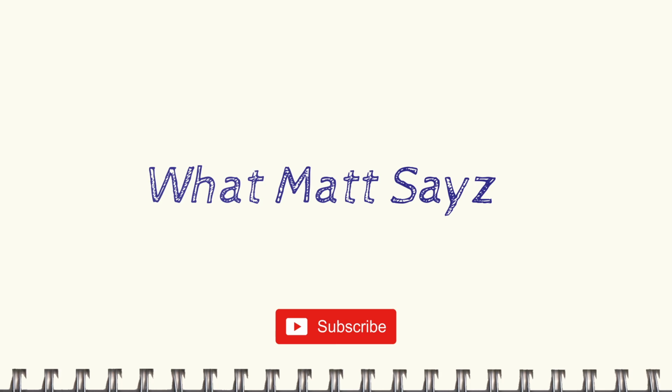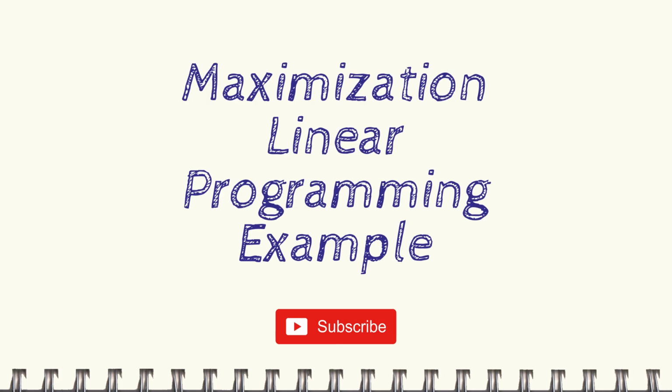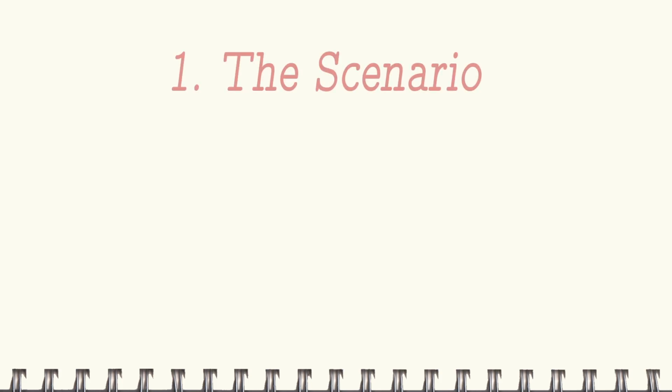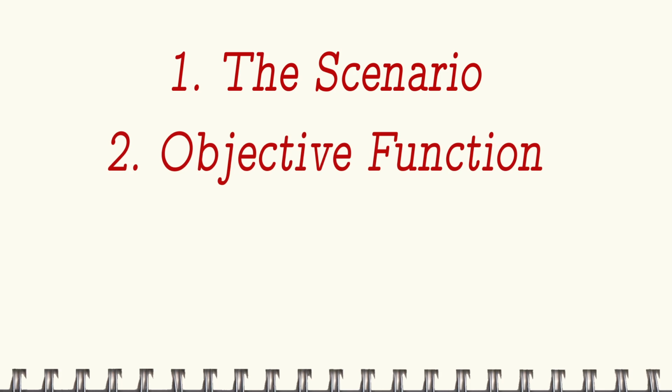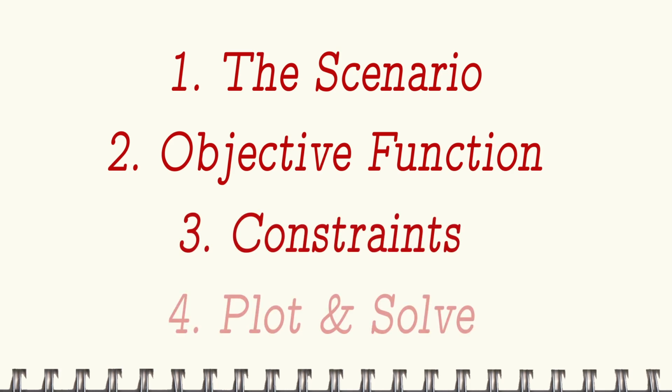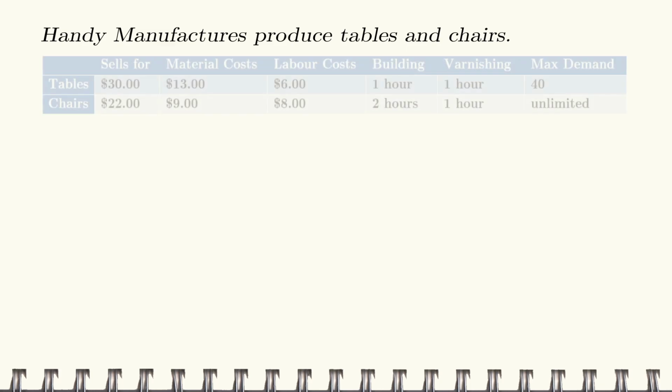Today we're going to be taking a look at a maximization linear programming example. First, we will observe the scenario we wish to solve and then identify the objective function which will return our final result. Thereafter, we will mathematically define the existing constraints within the scenario and plot them graphically in order to find our optimal solution. In this scenario, Handy Manufacturers produce tables and chairs.